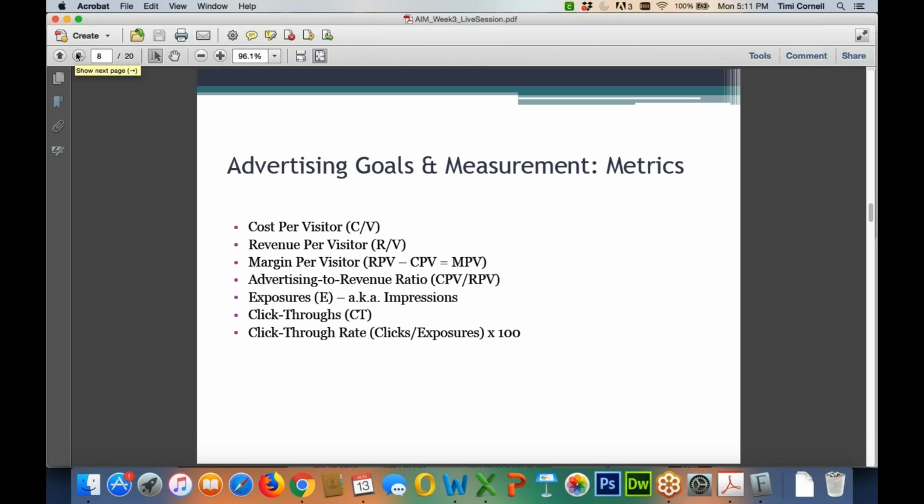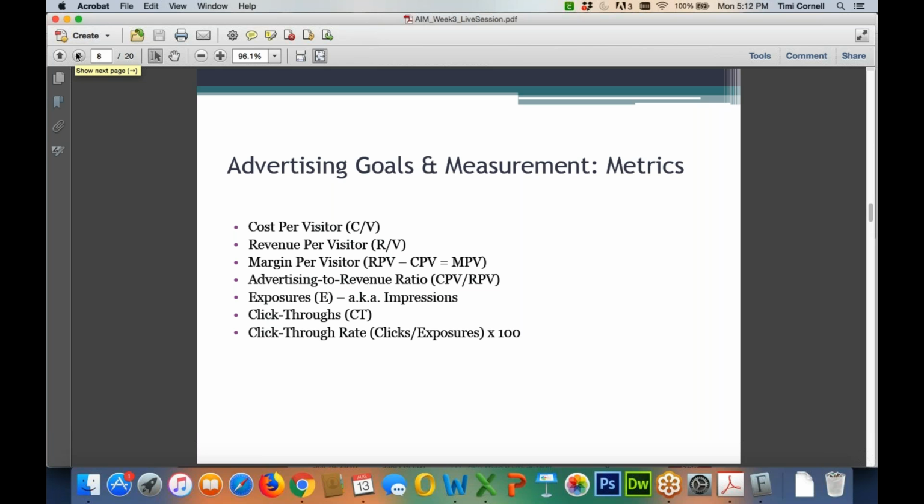Next, we have exposures, also known as impressions. Many of you maybe have come across something called a CPM pricing model, and CPM stands for cost per milli. In other words, cost per 1,000 impressions. So if you come across a $5 CPM rate, that means you would pay $5 for every 1,000 impressions served up, or opportunities for people to see your ad. That's all an impression is: an opportunity for somebody to see your ad.